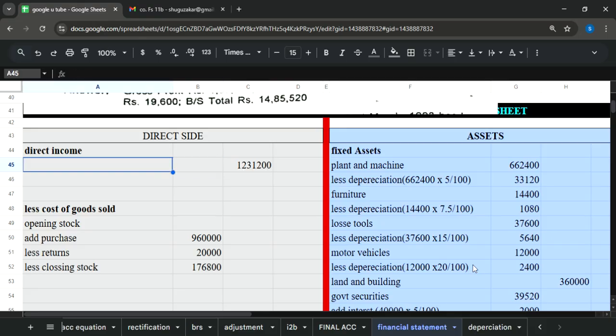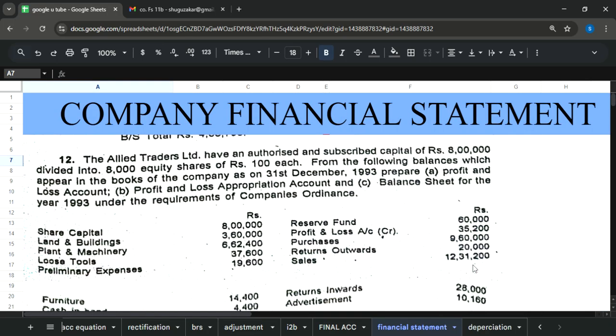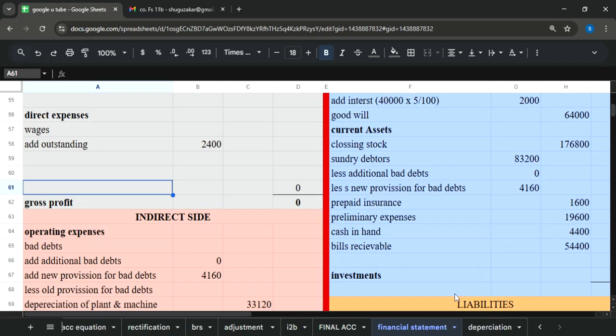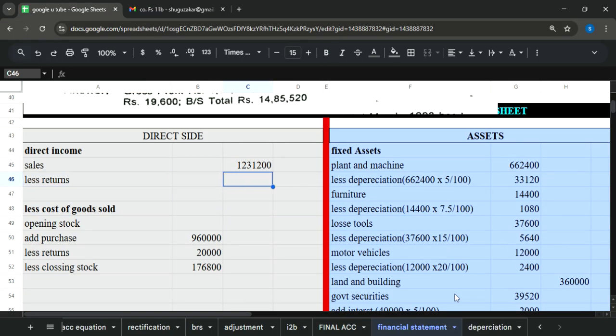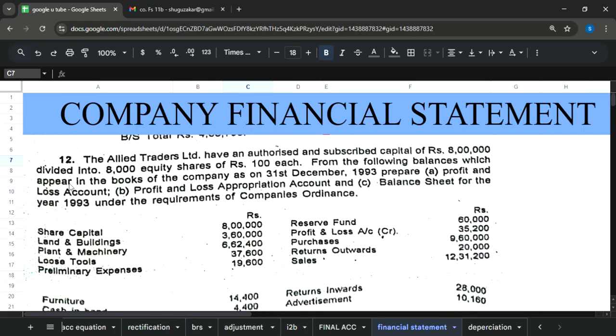1,231,200 is the amount of sale, and then we will see if returns are present. So guys, you have seen that sales are recorded. Now return inward, 28,000. We were describing if returns are present. 28,000 sales return inward recorded.